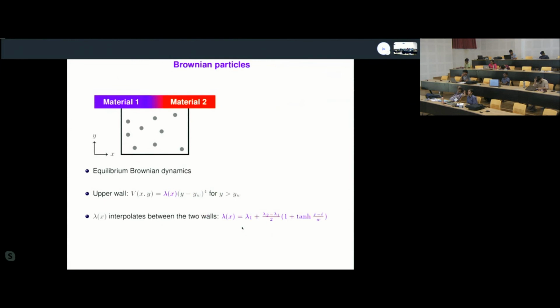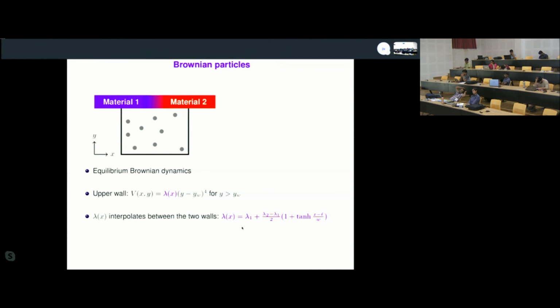Imagine you take Brownian particles, okay, and you make a simulation in which you have your Brownian particles in this box, and they are confined by this upper system. So what do I do? Well, I have equilibrium Brownian dynamics for my colloids. My upper wall V of x,y is now a potential which is not invariant by translation along x, okay? I typically have confinement in the y direction, which is given by lambda times (1 minus y over yw) to the power 4. So the confinement happens only when y is larger than yw.